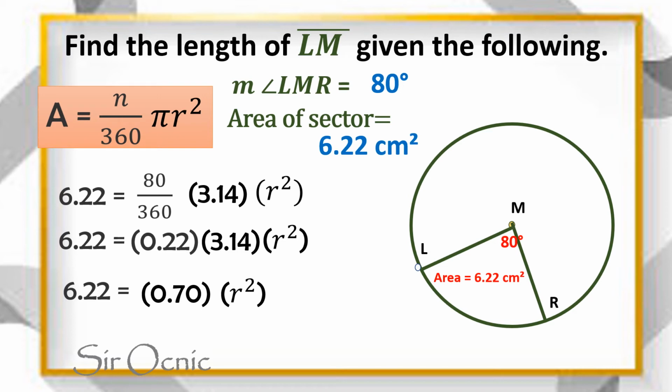Dividing both sides by 0.70, you will arrive at r squared equals 9. Therefore, the value of r, or the length of the radius, is equal to 3 centimeters.